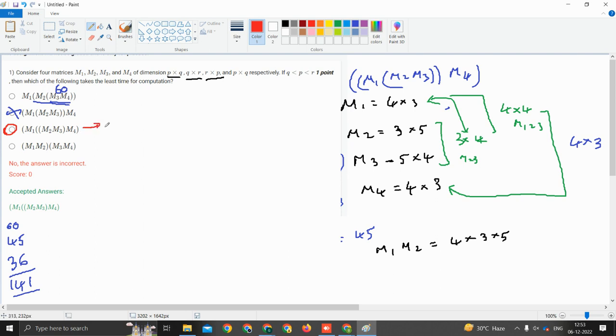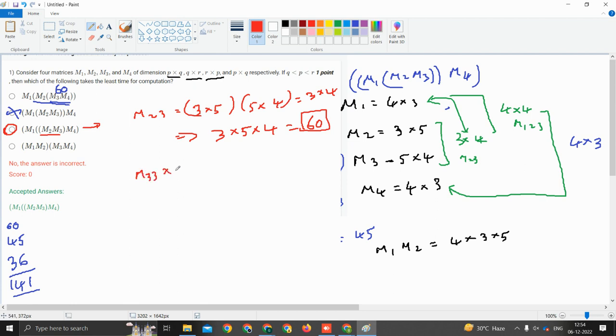So this is what we are trying to do. First, what do you multiply? M2 and M3, right? So which is 3 cross 5, 5 cross 4. So this will be equal to 3 into 5 into 4. How much is this? 60. So that's the first one. And the resultant matrix is going to be 3 cross 4, right?